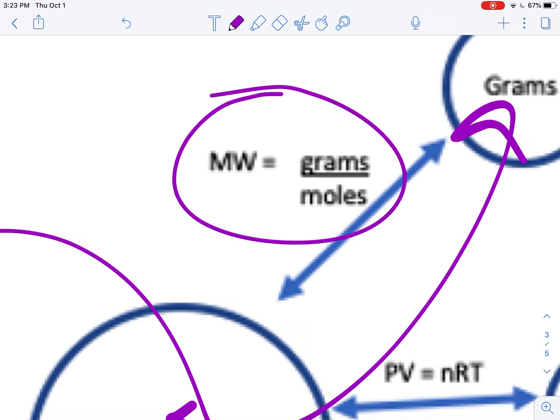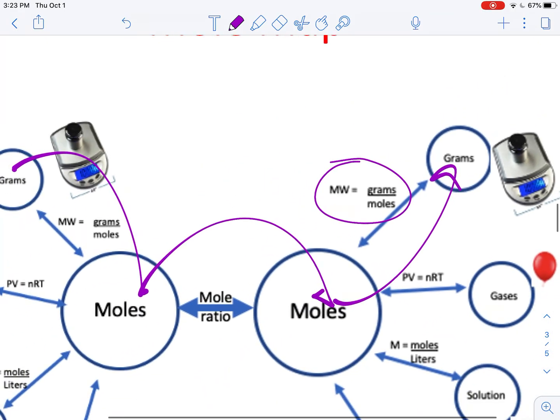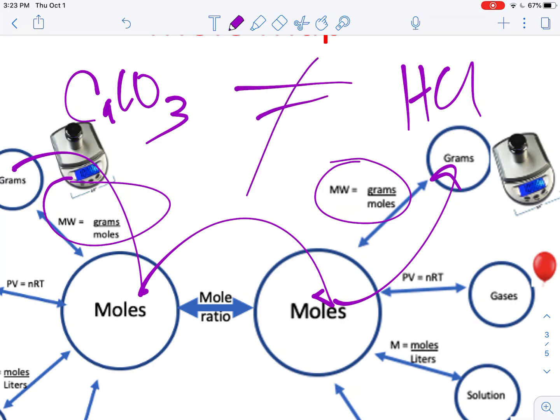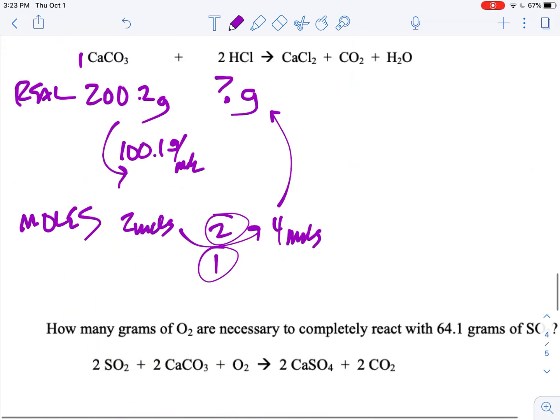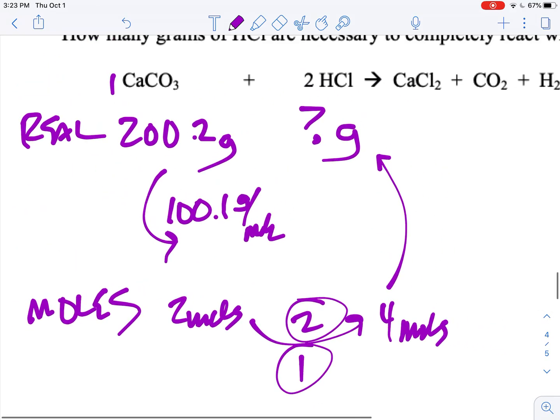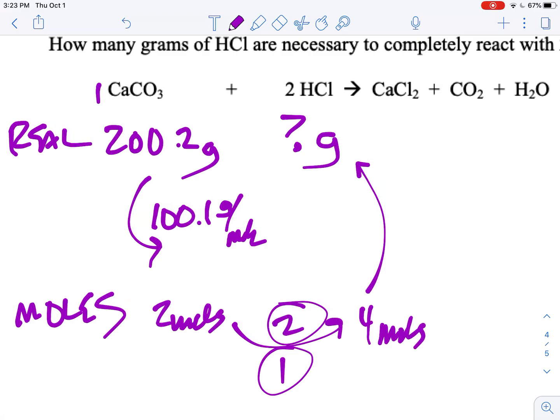Now this is the same equation. Molecular weight is equal to grams per mole. But the first time I used it, it was for calcium carbonate. Now I'm going to be using it for HCl. They do not have the same mass, so I cannot use the 100.1 like I did before. I have to use hydrogen chloride's mass. If you look up hydrogen chloride on the periodic table, hydrogen is 1 and chlorine is 35.5. So that's going to get me 36.5 grams per mole.